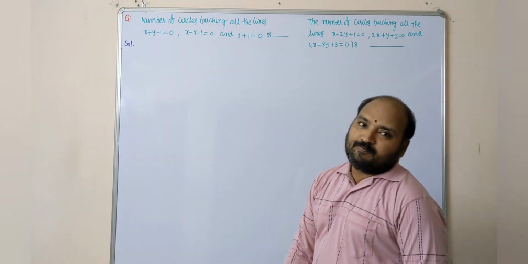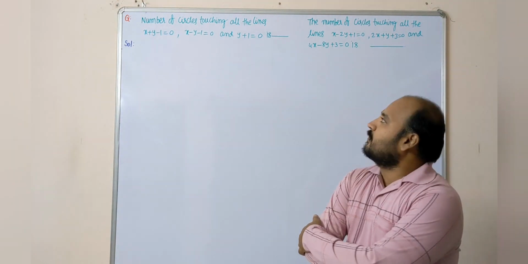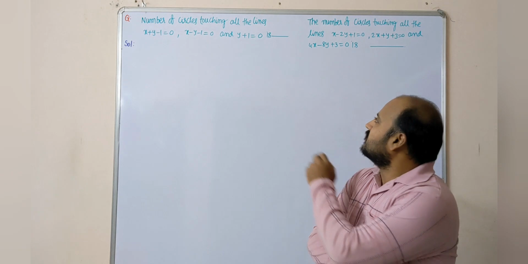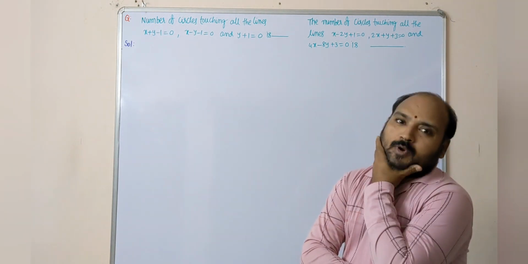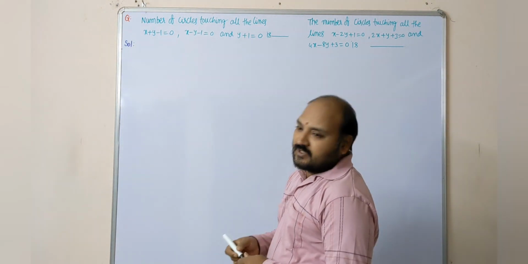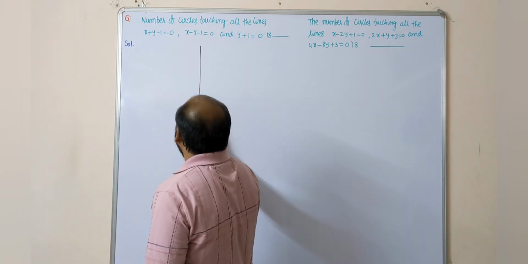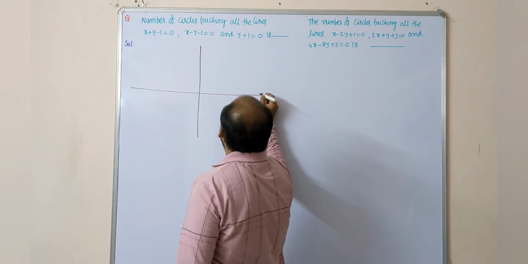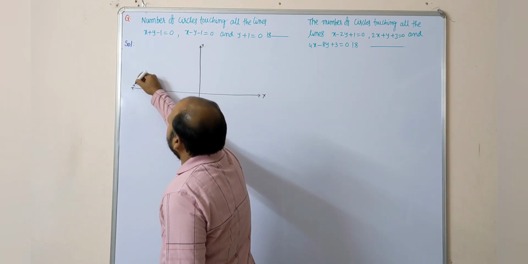The first question: the number of circles touching all the lines. Here 3 lines are given. The second question is also in the same category. How to solve this type of problem in the examination if it comes? First, the given lines in the coordinate system: x-axis, y-axis, this is x dash, y dash.